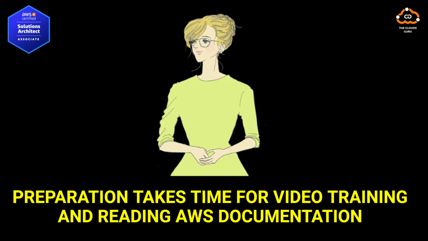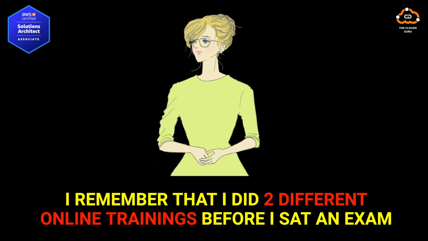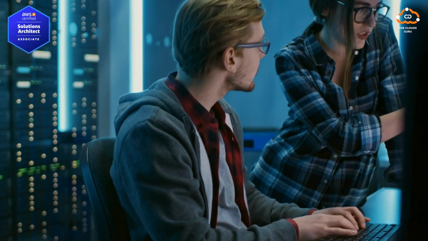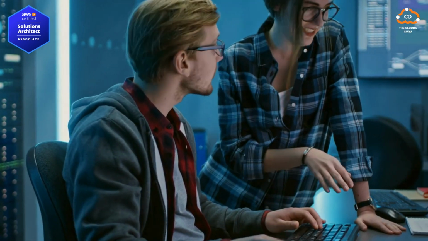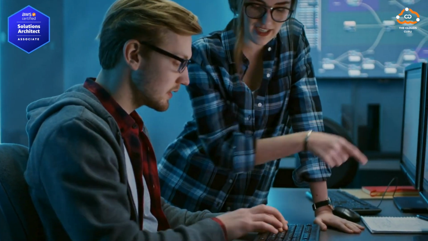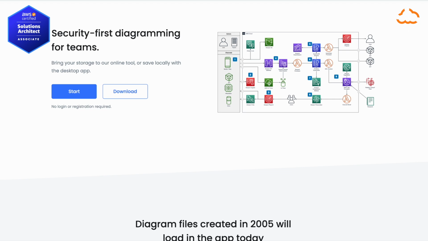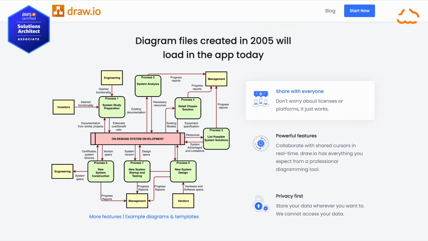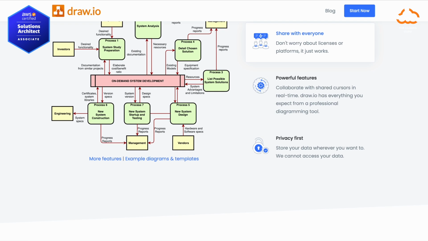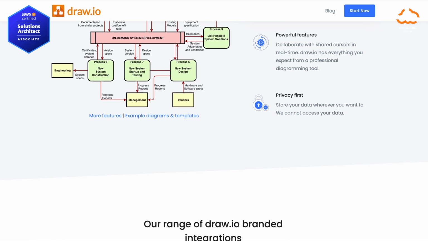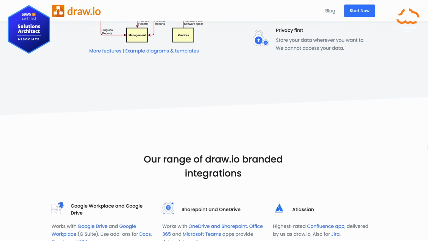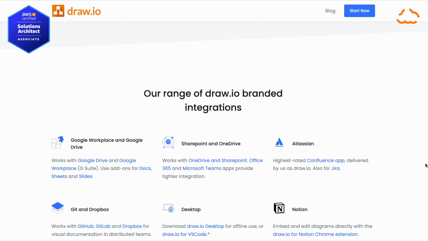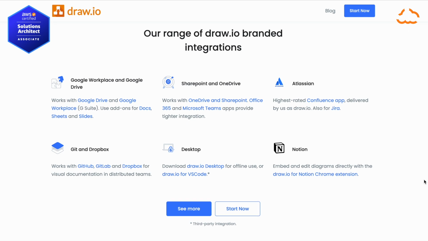Preparation takes time for video training and reading AWS documentation. I remember that I did two different online trainings before I sat an exam. At this stage, being able to visualize and document your architecture is crucial. Draw.io is an excellent, free tool for this purpose. It's user-friendly and provides a wide range of templates and shapes tailored for IT diagrams. Whether you're documenting, presenting, or brainstorming ideas, Draw.io helps you effectively communicate your cloud architecture designs.